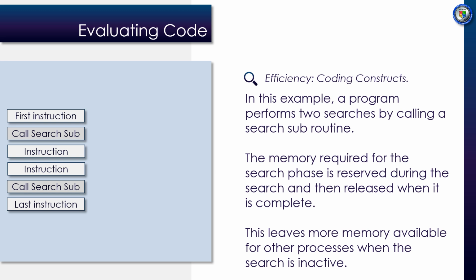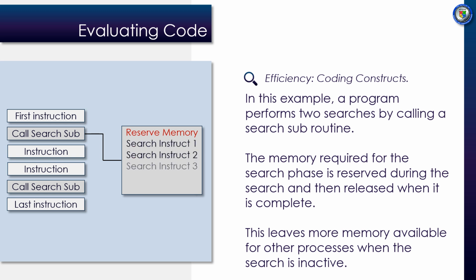In this example, a program performs 2 searches by calling a search subroutine. The memory required for the search phase is reserved during search and then released when it is complete.